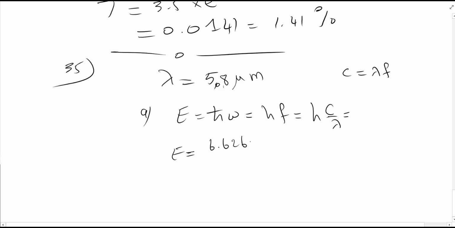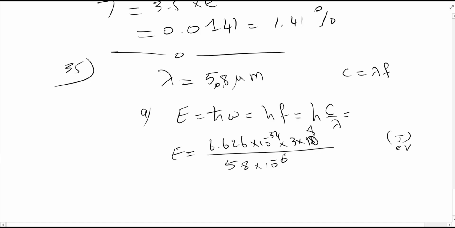We have 6.626 times 10 to the negative 34 times the speed of light, which is 3 times 10 to the power 8, divided by lambda, which is 5.8 times 10 to the negative 6. That's what a micro is. Usually we express this number in electron volts; if we do this, we get it in joules, so divide by 1.602 times 10 to the negative 19. Did they say to use electron volts? No, they did not, but typically we use the electron volt for this kind of problem. That's how the energy is communicated at this point.